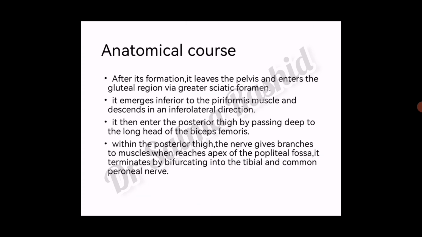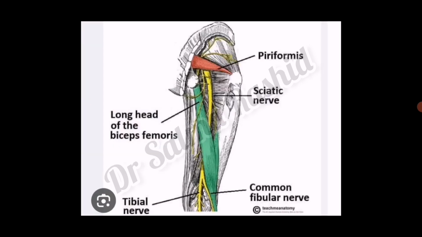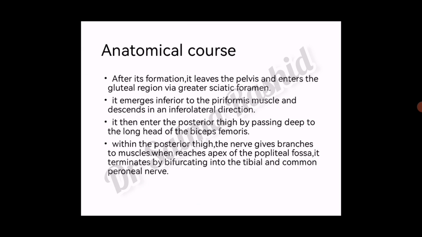It then enters the posterior thigh by passing deep to the long head of the biceps femoris. Here you can see after passing under the piriformis muscle, the sciatic nerve then passes under the long head of the biceps femoris to enter into the thigh. Within the posterior thigh, the nerve gives branches to muscles. When it reaches the apex of the popliteal fossa, it terminates by bifurcating into the tibial and common peroneal nerves.